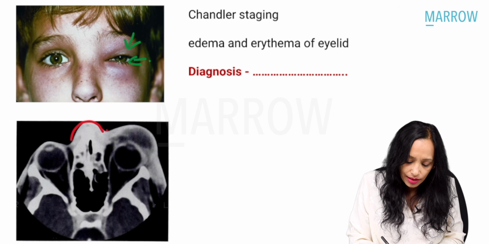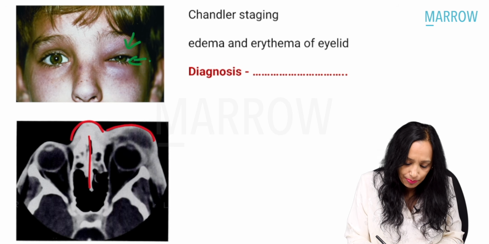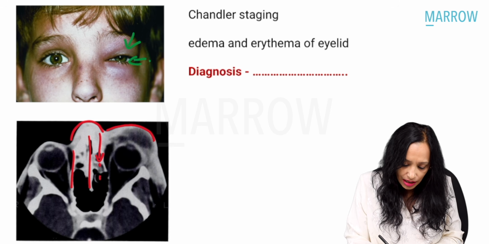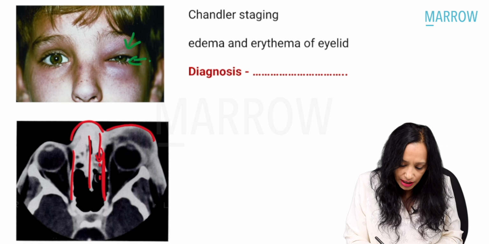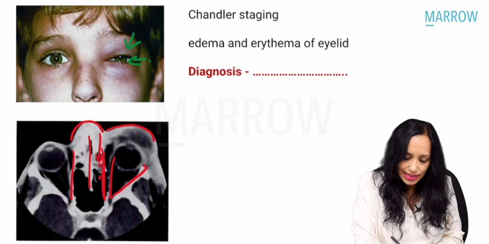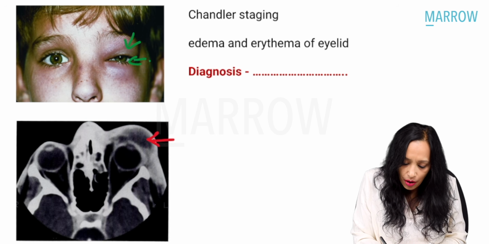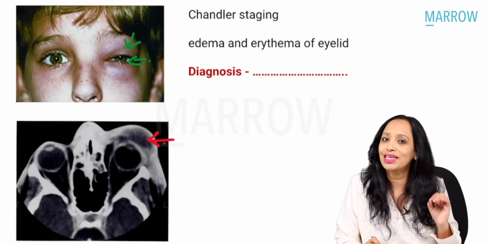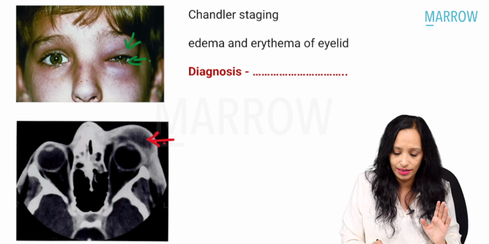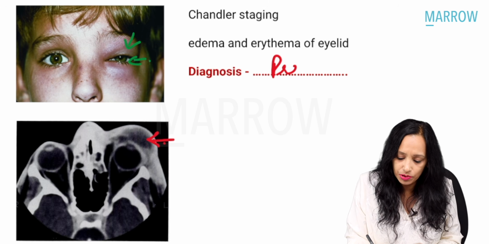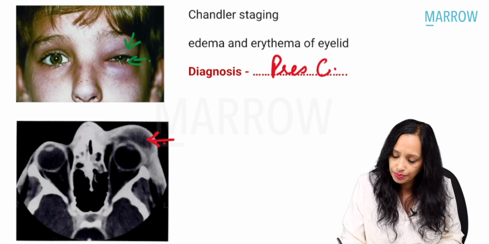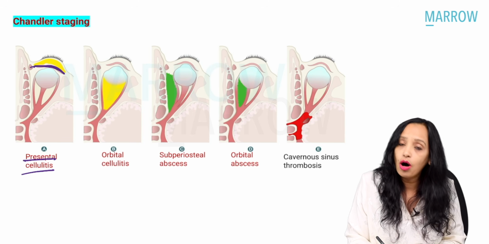Yes, this is the nose. This is the eye. Here is the septum. Here will be the ethmoid sinuses, and this is the thin papery bone, lamina papyracea. This is the cone of the orbit. So we can see here very clearly where the inflammation is: only anterior to the septum. This is what is preseptal cellulitis, right? So this is preseptal cellulitis. Okay, the next is orbital cellulitis.